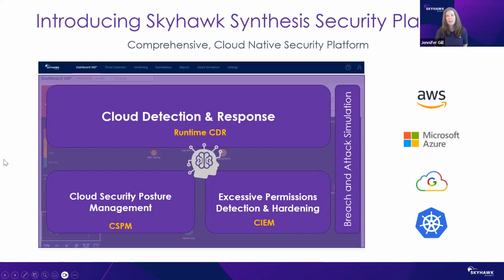So with that, we'd like to introduce the Skyhawk Synthesis security platform. This is a platform that includes risk management capabilities, so things like posture management, permissions hardening, and things like that, but also includes runtime observability, and that's where we really prevent threats and breaches in the environment. And we support all the major clouds and Kubernetes.